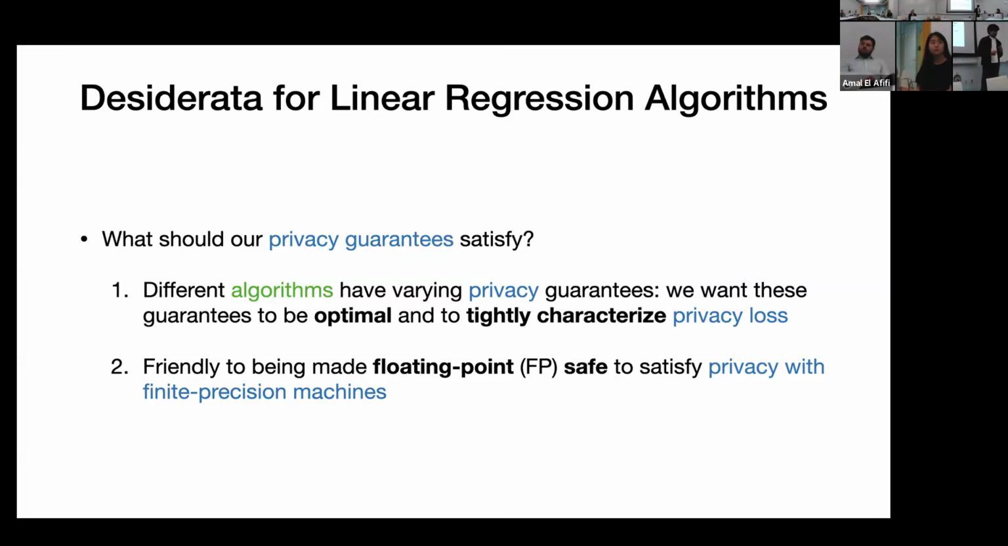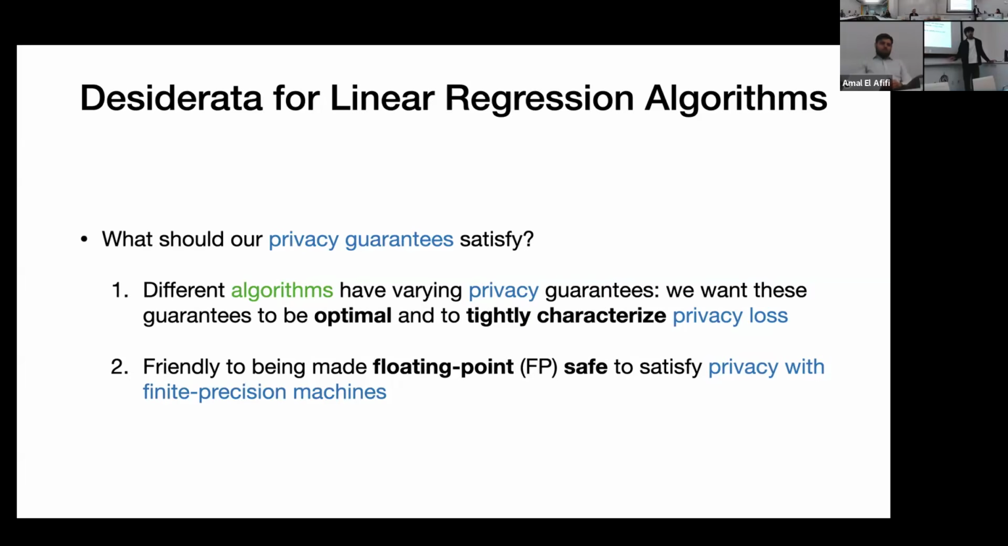Secondly, as a necessary condition for actually being differentially private on finite precision machines, our algorithms should be friendly to being made floating point safe. I stress this as a critical point because idealized numerics is not realistic. We know from work by some folks in this room that floating point machines have significantly higher sensitivity and privacy loss than they would under the assumption of idealized numerics. So this is actually a very important assumption and something that I'll talk about a lot.